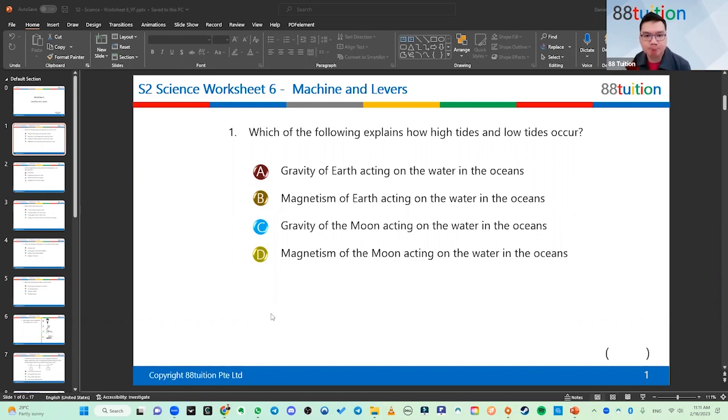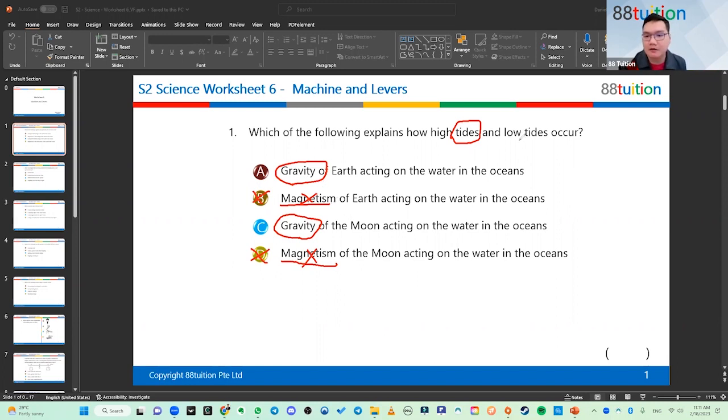So which one is the correct one? 4 options here. Is it gravity of the Earth, magnetism of the Earth, gravity of the moon, or magnetism of the moon? So which one is confirmed wrong? Magnetism, correct. Magnetism is confirmed wrong because magnetism doesn't affect tides at all. When we deal with tides, we don't deal with magnetism. It is gravity that affects the tides. So now we only deal with either gravity of Earth or gravity of Moon.